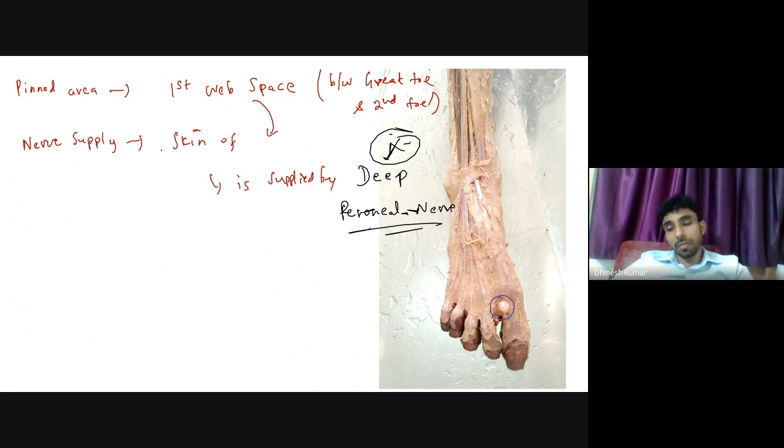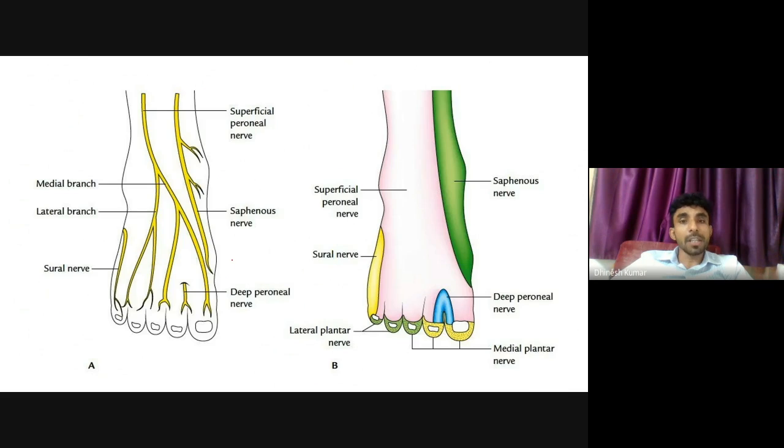So now see here, the cutaneous innervation of the dorsum of foot is important. This is the area we have talked about. The skin of first web space is supplied by deep peroneal nerve, as you see in this diagram, which shows the cutaneous innervation of dorsum of foot.